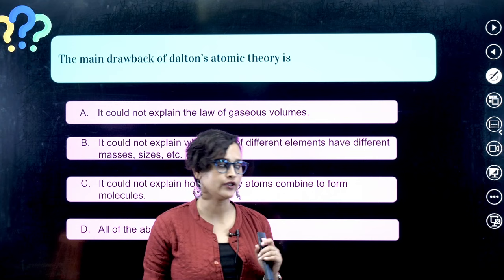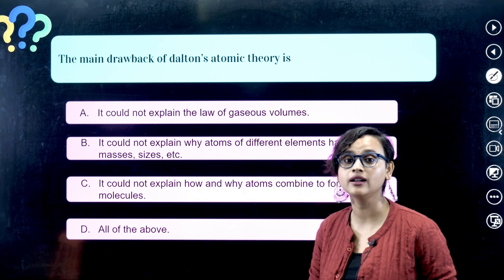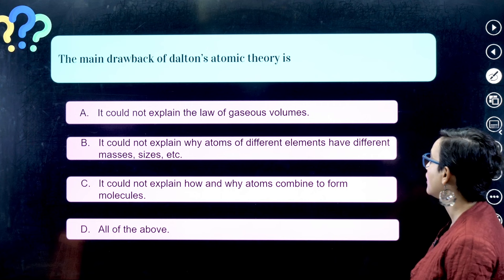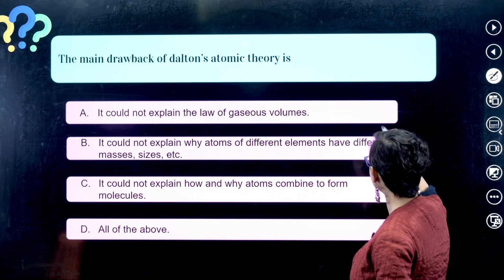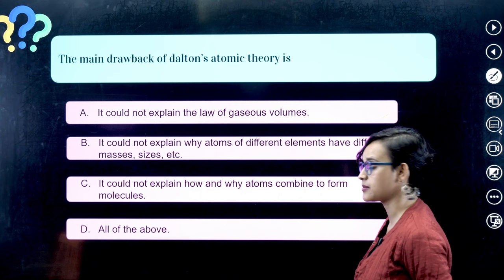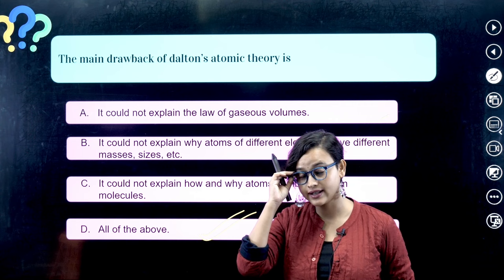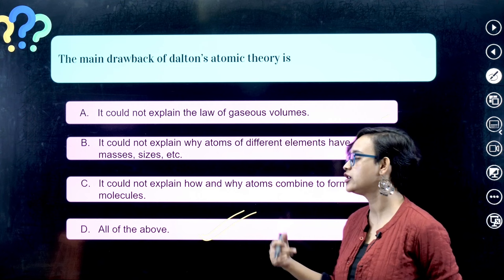The question is, the main drawback of Dalton's atomic theory is, anybody? What is it? It could not explain the law of gaseous volumes. Okay. It could not explain why atoms of different elements have different masses and sizes. Yes, this is also true. It could not explain how and why atoms combine to form molecules. Absolutely right. So basically, option D, all of the above, is the correct answer. D for Doraemon. All of the above is the correct answer.